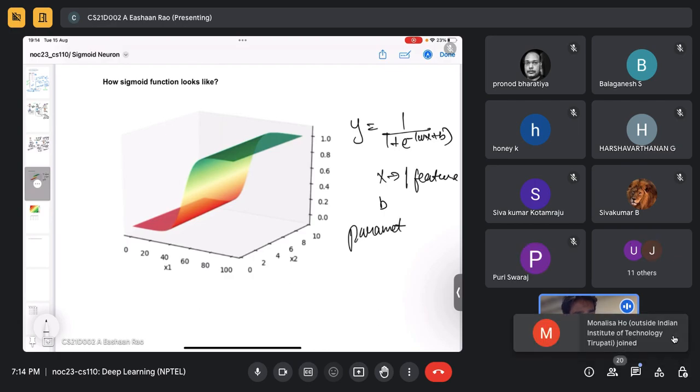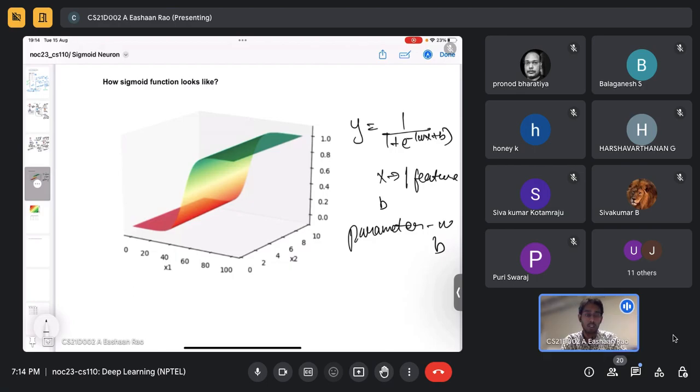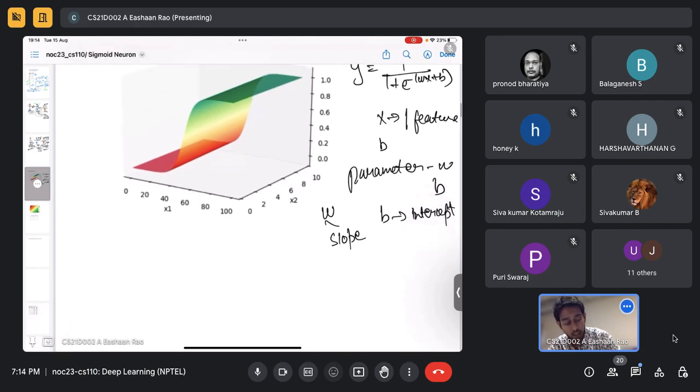There's a parameter w, which is the same as the weights, and there's a threshold we talked about, but in this case there's no threshold. Now we will talk about w as a slope and b as an intercept. Before looking at this 3D graph, let's talk about something else as well. So this is for one input.